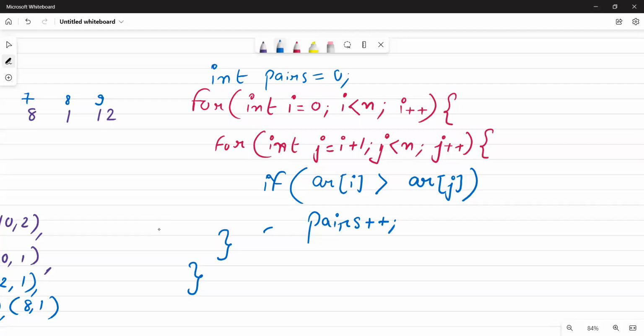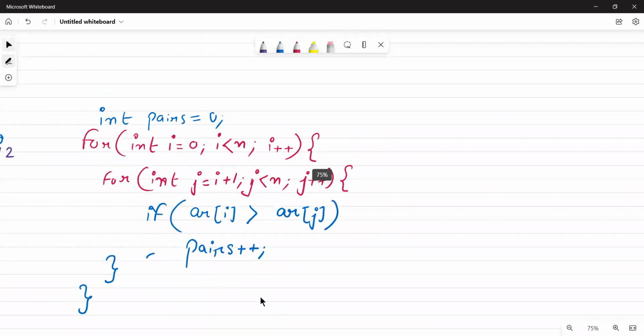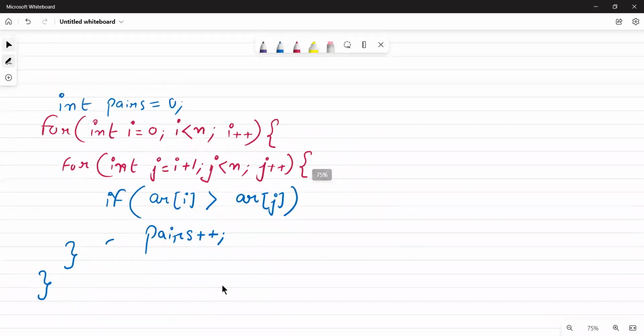You can see that J is always starting from I plus 1. So whatever your I is, it is starting from plus 1 of it, right? Yes, ma'am. So it will always be bigger than I. Got it. So should we apply that condition? No, ma'am. That's why I've just kept one condition, that is array of I is greater than array of J. Clear? Yes, ma'am. Okay, great.